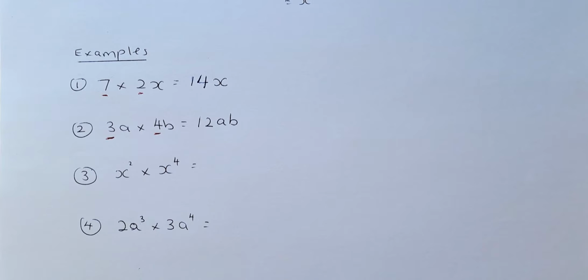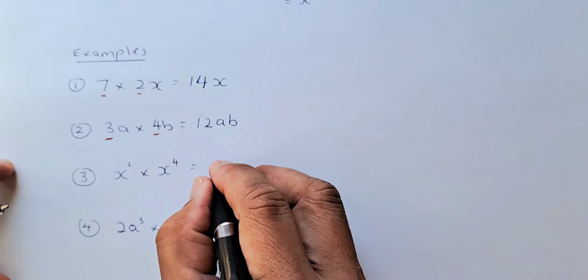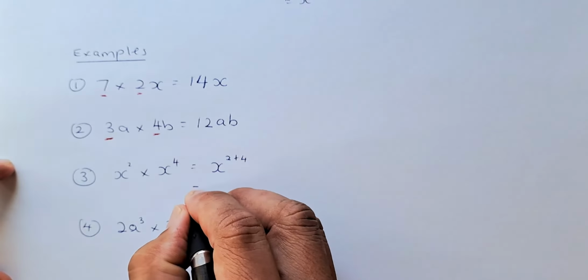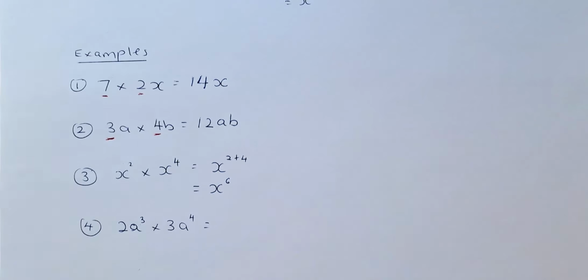Okay, now next one. x squared multiplied by x^4. As I said before, in the rule of indices, you're going to add the powers. So for x, you add the two powers, 2 plus 4, and the answer is x to the power of 6.